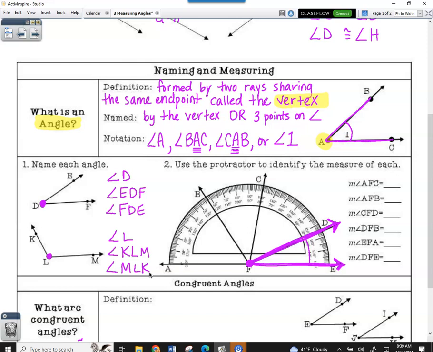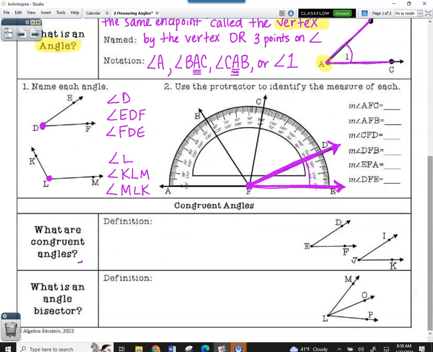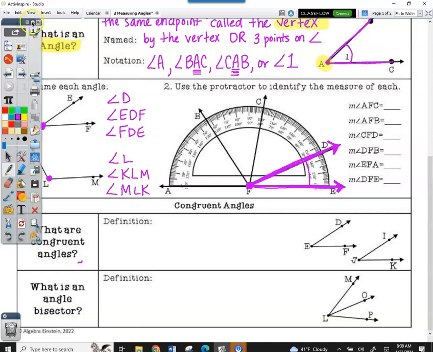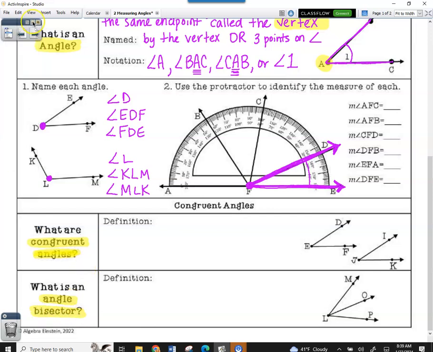All right, come down to the bottom. We're not going to worry about the protractor, because like I said, that's an antiquated thing. We don't actually do that. Please take your highlighter and highlight congruent angles and angle bisector. You're highlighting congruent angles and angle bisector.